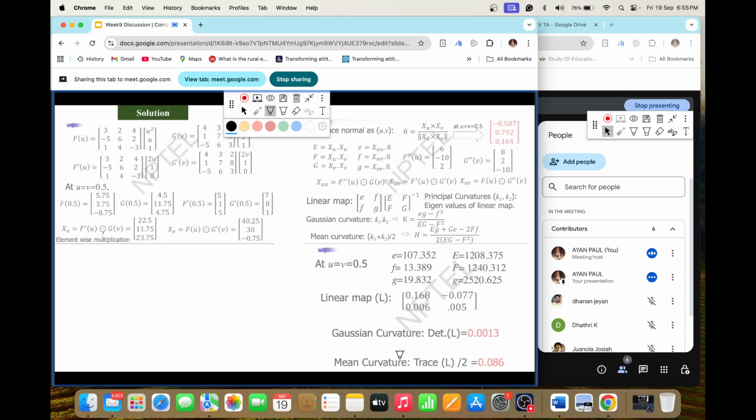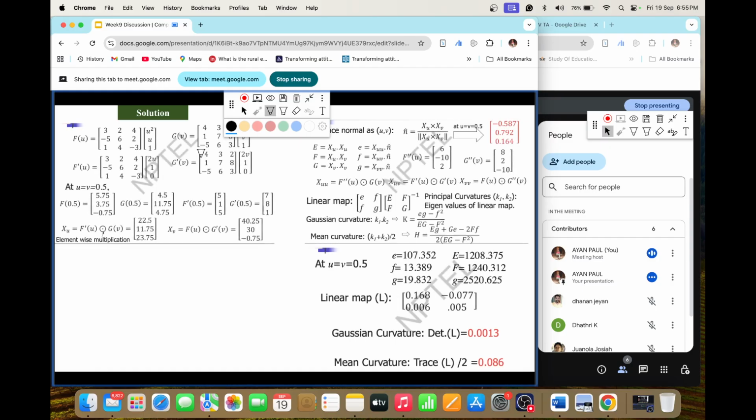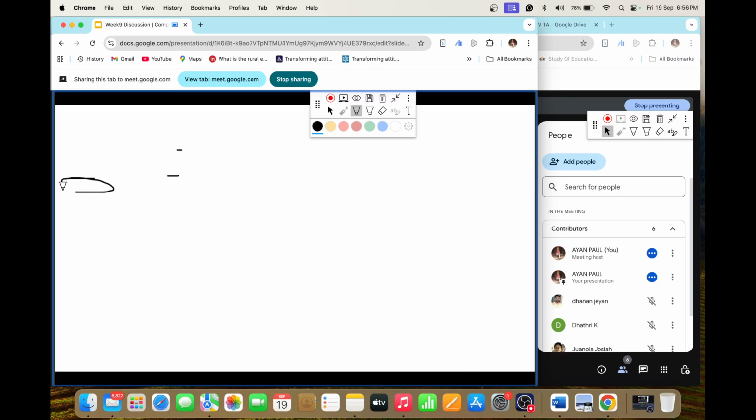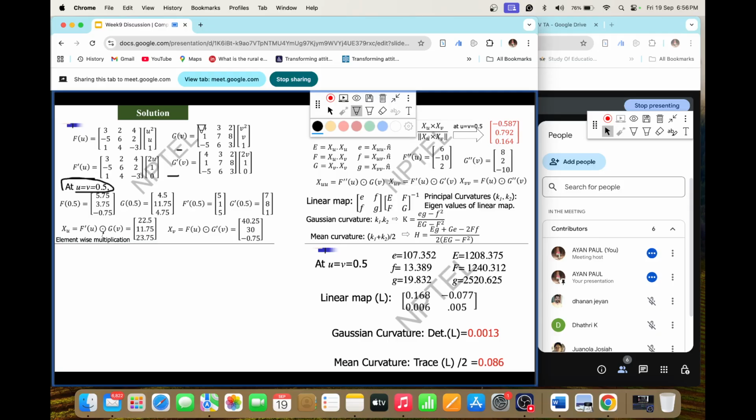So how to calculate this? First we have this f(u), and then we have this g(v). The first step is to calculate f dash u and g dash v. As our question is asking at u equals v equals 0.5, whatever you have calculated, you just put u and v as 0.5. So by putting u and v as 0.5, we get this f(u), g(v), f dash u, and g dash v.